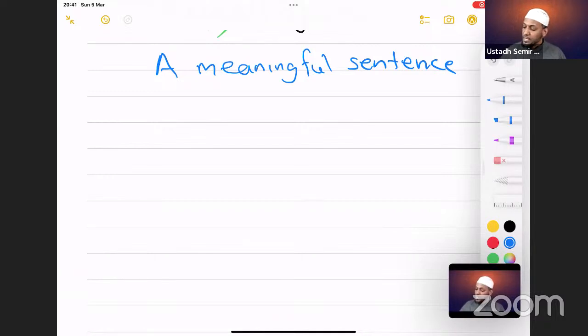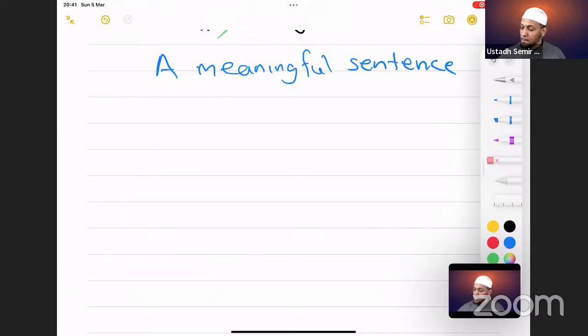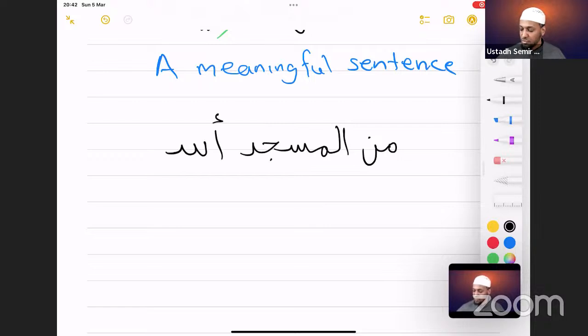Look at this sentence, for example. Watch it, brother. من المسجد أتيت. So this is a sentence.